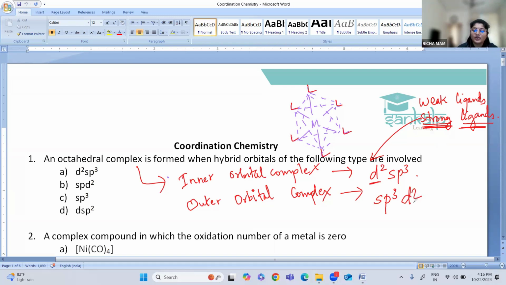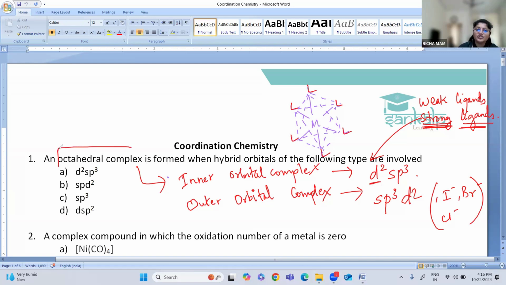Now, which are the weak field ligands? Your halides, that is I minus, Br minus, Cl minus. These are all weak field ligands. So when you have weak field ligands, they will show outer orbital complex. When you have strong field ligands, they will use the inner d orbitals and form inner orbital complex. So remember these two things.